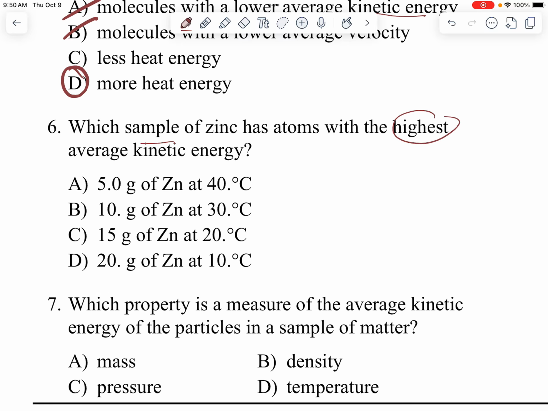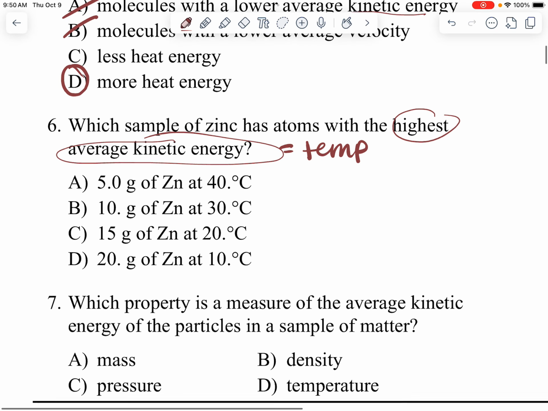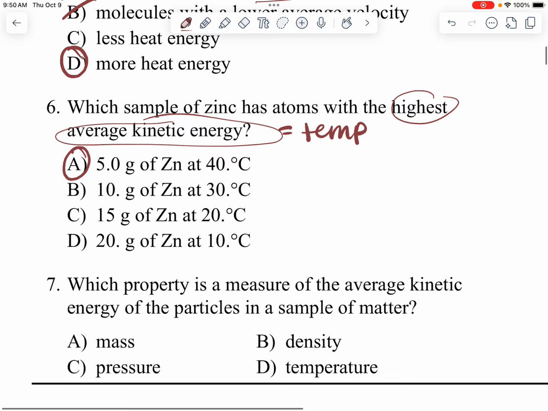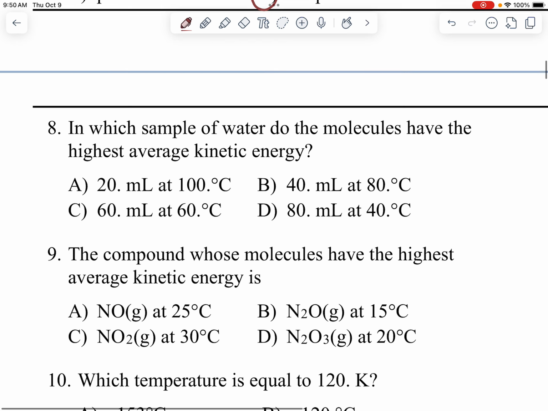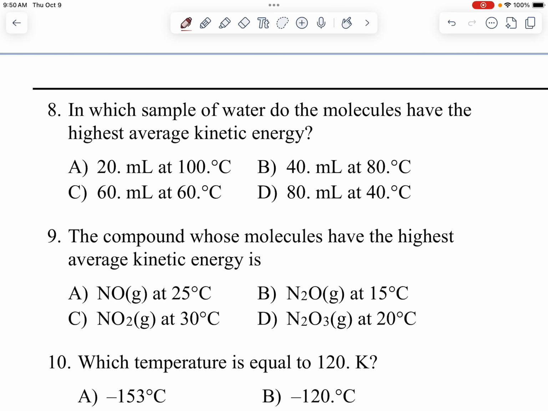Remember, highest average kinetic energy, we could just replace that word with temperature. So don't get confused by the mass. Which one's at the highest temperature? That is our choice A. Number 7, once again, average kinetic energy is temperature. Definition question. Same thing again, it's just the highest temp. Don't worry about the milliliters. The highest temp is choice A.